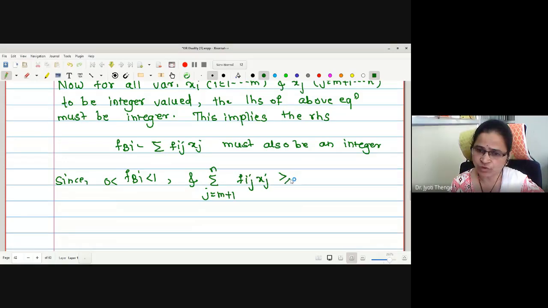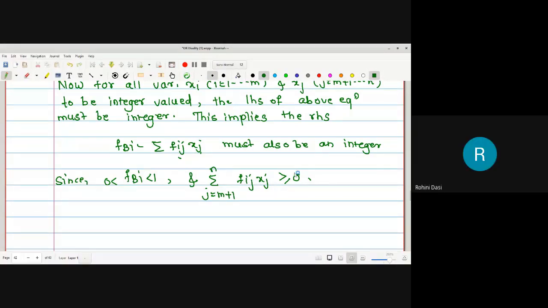Is this greater than or equal to 0? An integer value multiplied by a positive fraction together gives me a positive fraction. The sum of positive fractions gives us the negative value. Right. Therefore, this quantity.